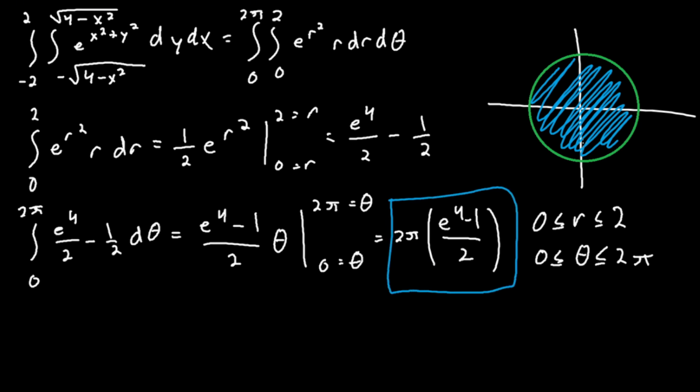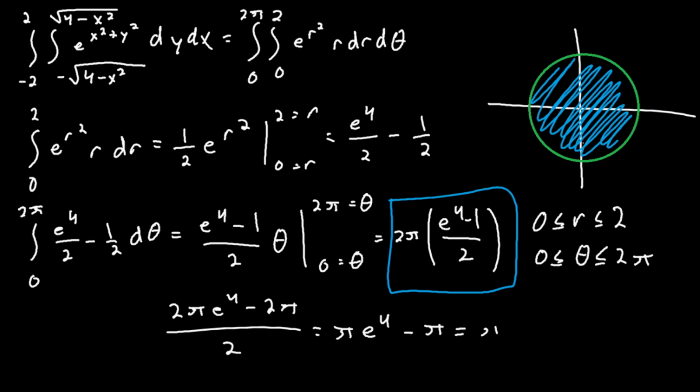You can actually distribute this 2 pi if you'd like. I'll just write this down maybe if you distribute it in your work so you can check it yourself. But this is the final answer. And this is actually simplified. You can actually simplify this. This is pi e to the power of 4 minus pi. If you want to factor this even further, you get this.